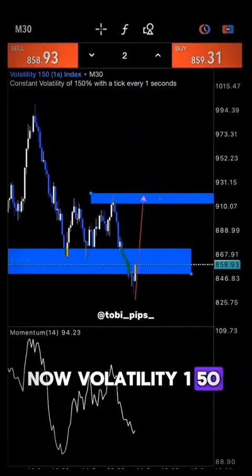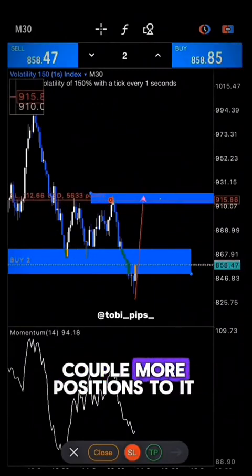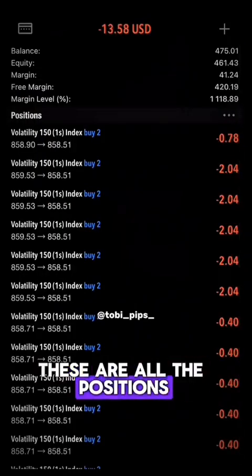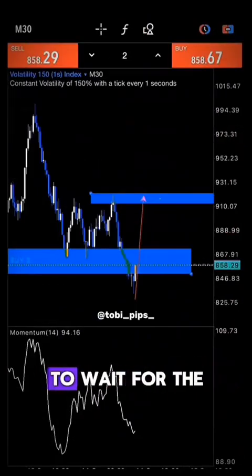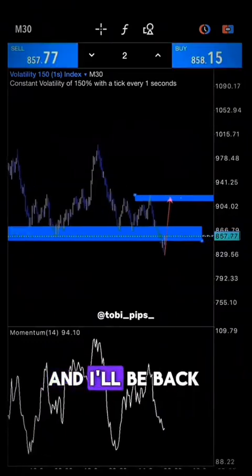Now volatility 151S doesn't move very fast, so I'll actually have to add a couple more positions to it. These are all the positions, and all we can do right now is wait for the market to do its thing, and I'll be back with the results.